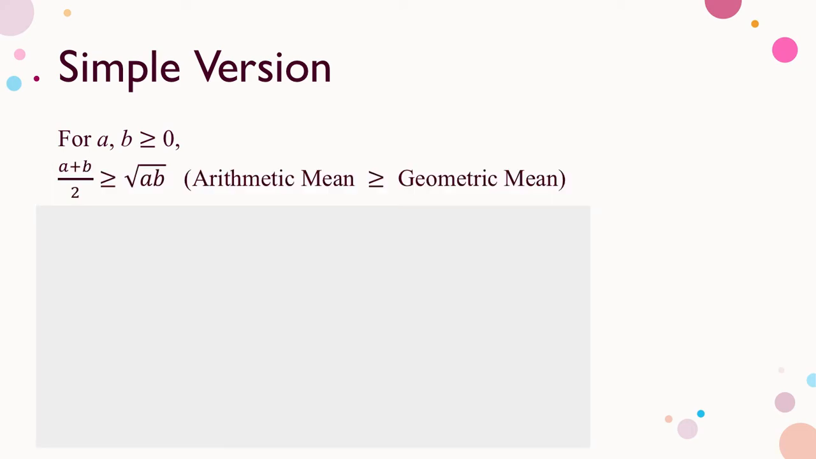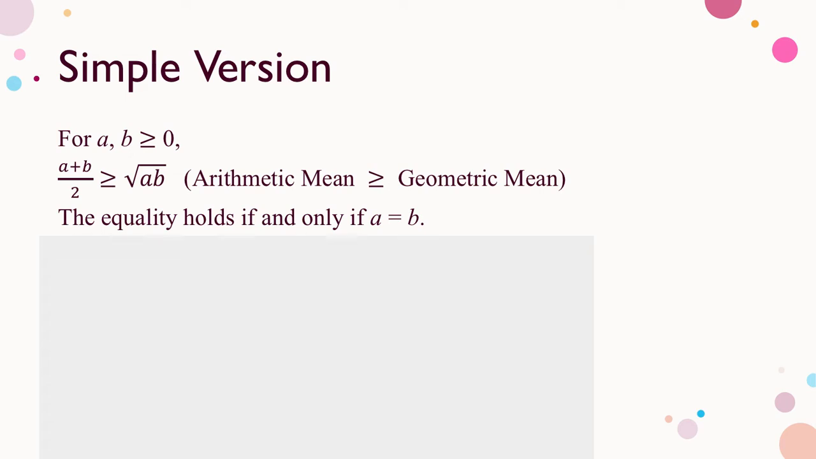Let us start with the simple version of the inequality. Here, a and b are non-negative numbers. The arithmetic mean (a plus b) over 2 is greater than or equal to the geometric mean, the square root of a times b. The second part of the statement is that equality holds if and only if a equals b. There are two directions to consider. For this simple version, you may pause the video and work on your own first.